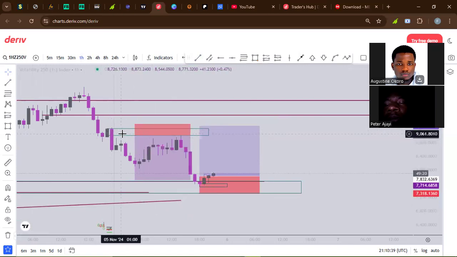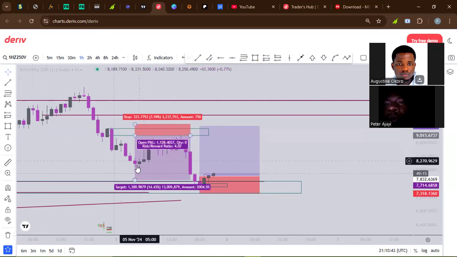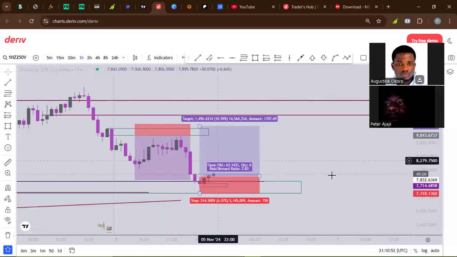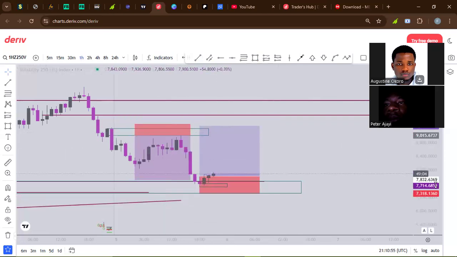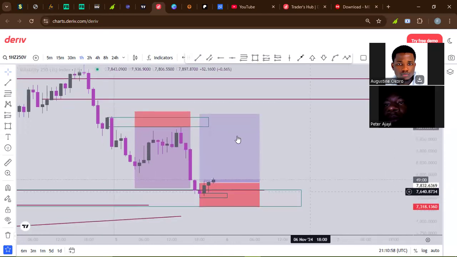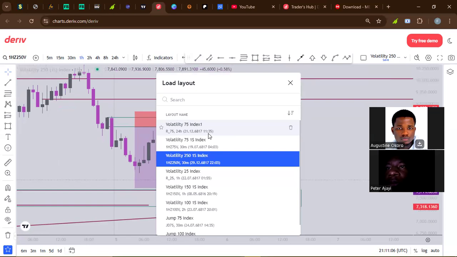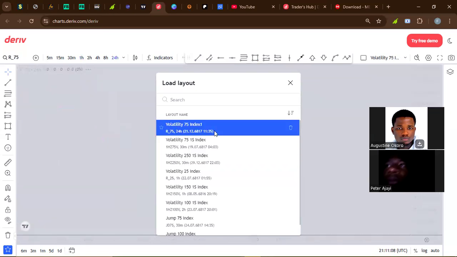I woke up around one or so. I was expecting the market to get to this point, which is around 12. I was not at home, so I missed this trade. I didn't send the signal on Telegram or on the WhatsApp group. On Volatility 75, I also missed the trade too.